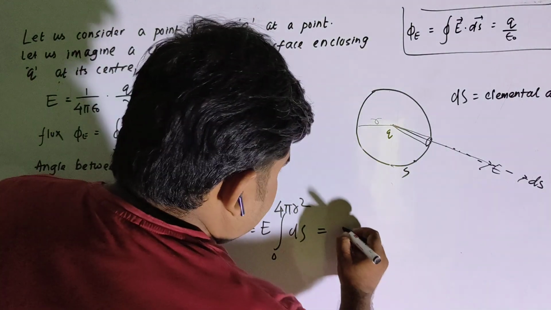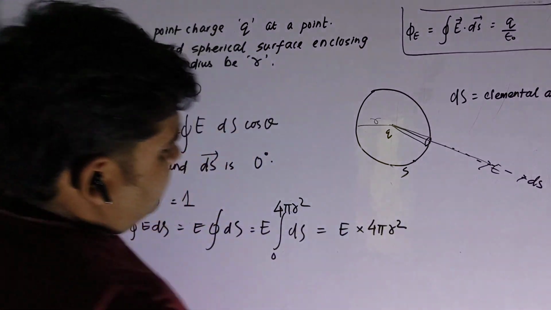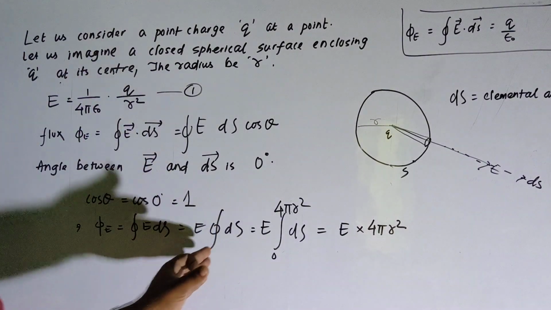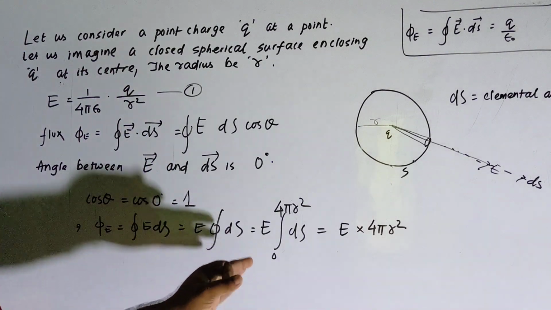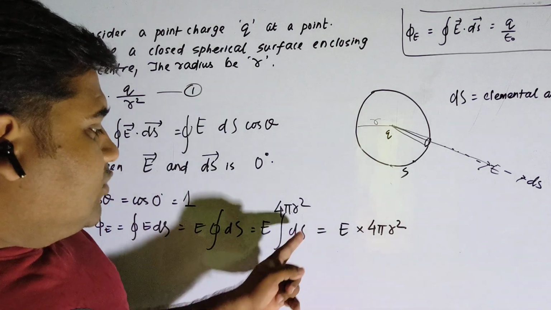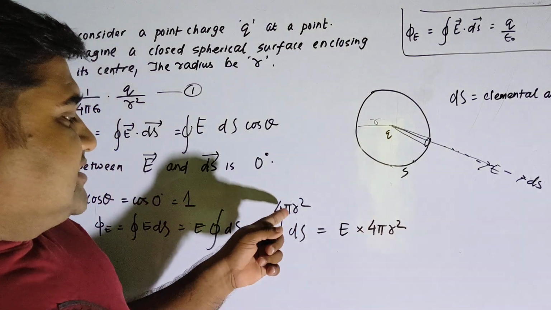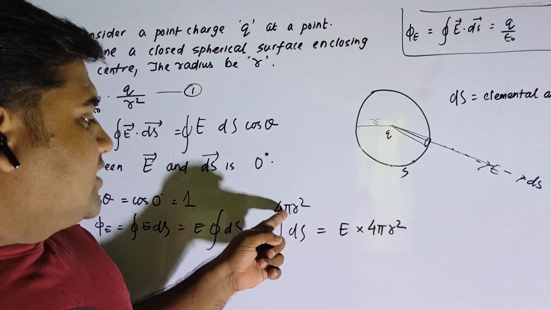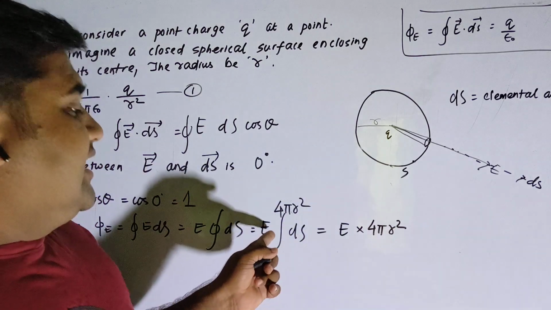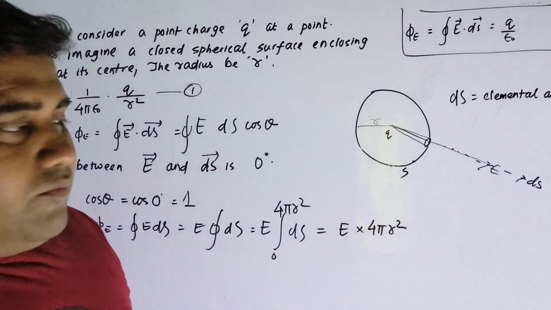So at this point you can write E into 4 pi r squared. If you know something about integration, then you will understand why I wrote it like this. When I integrate ds, it gives me S, and since it is a definite integral, I put 4 pi r squared minus 0. So 4 pi r squared minus 0 gives me 4 pi r squared, and E is outside of that integral, which means E is in a multiplied form.